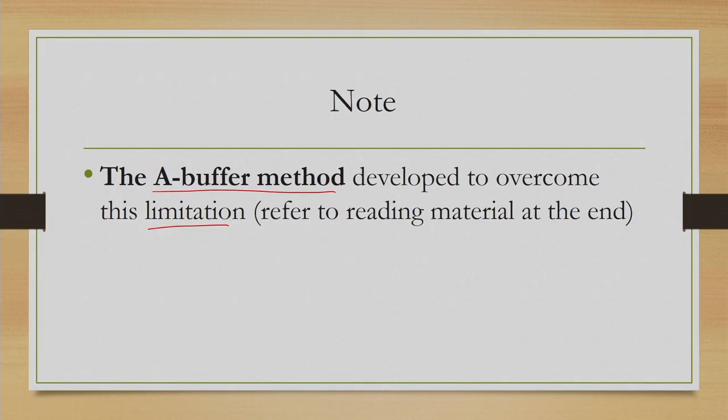To recap, today we learned about the basic idea of hidden surface removal. We learned about different properties that can be utilized to reduce computation. Then we learned about two broad classes of hidden surface removal algorithms: one is the object space method, one is the image space method. We learned about one object space method, that is the backface elimination method, and one image space method, that is the depth buffer algorithm or Z buffer algorithm.